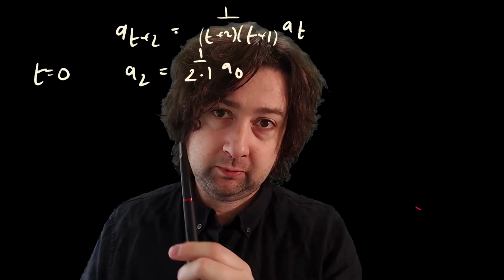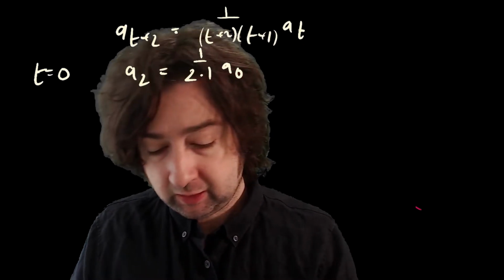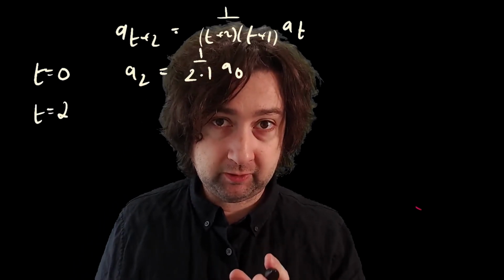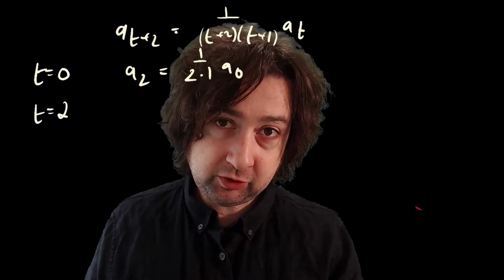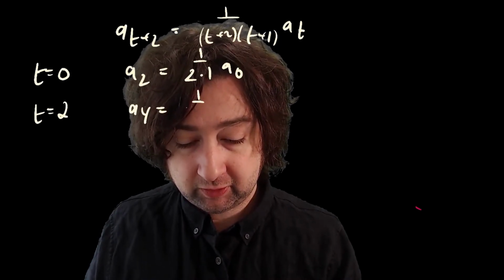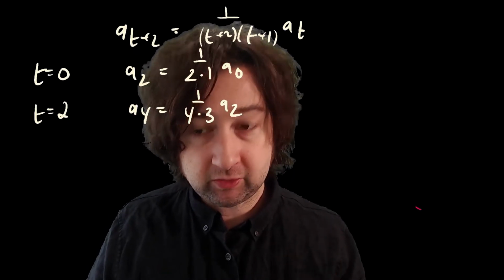So if I put in t equals 0, I get a relationship between a2 and a0. If I put in t equals 2, and there's a reason I've skipped 1, we'll come back to 1, I'm going to get the equation a4 is equal to 1 over 4 times 3 times a2. But I know a2.